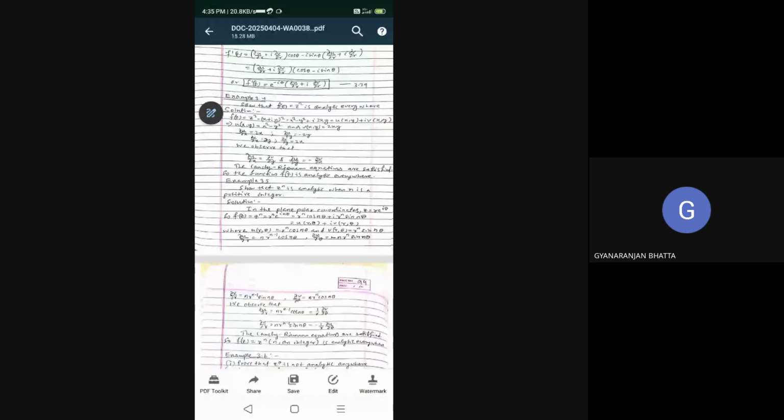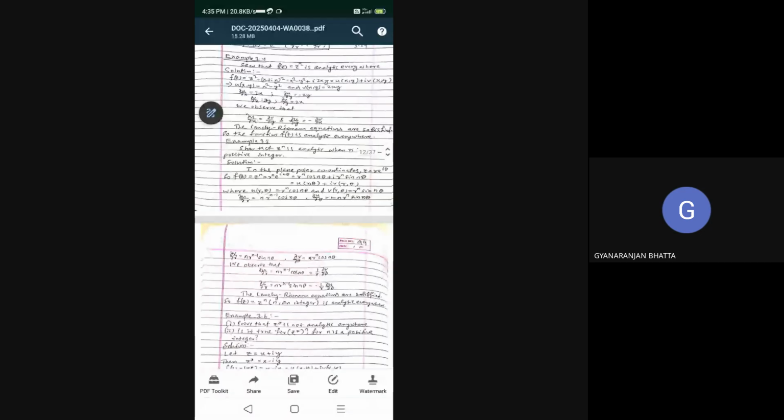Suppose a function f(z) is equal to z square. So let us test whether it is analytic or not. It is showing on the screen. Is it visible? Yes, sir.